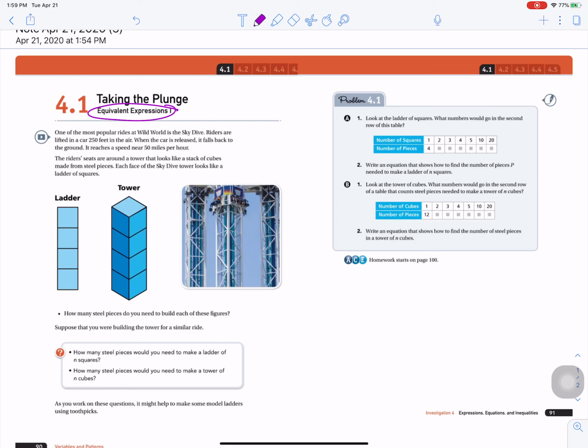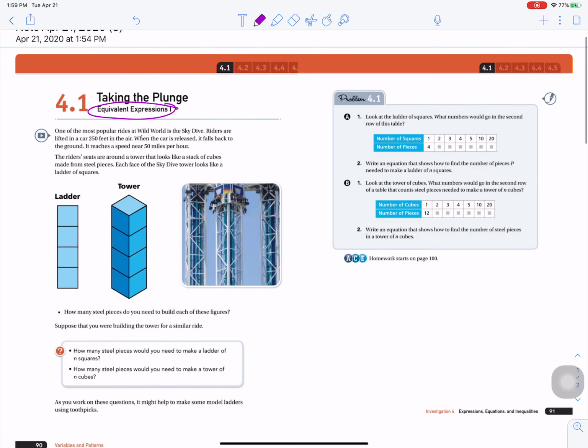It says one of the most popular rides at Wild World is Skydive. Not one of my favorite kind of rides. Riders are lifted in a car 250 feet in the air. When the car is released, it falls back to the ground. It reaches a speed near 50 miles per hour. The rider's seats are around a tower that looks like a stack of cubes made from steel pieces. Each face of the Skydive tower looks like a ladder of squares.